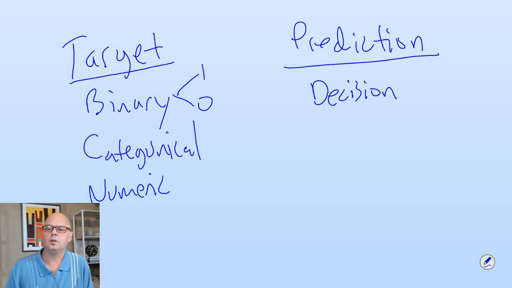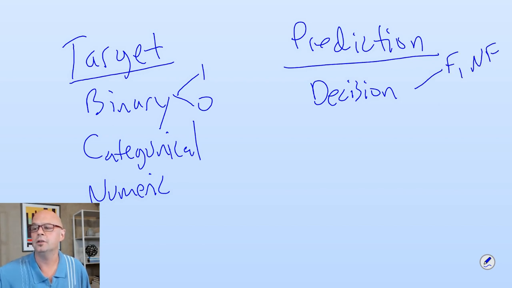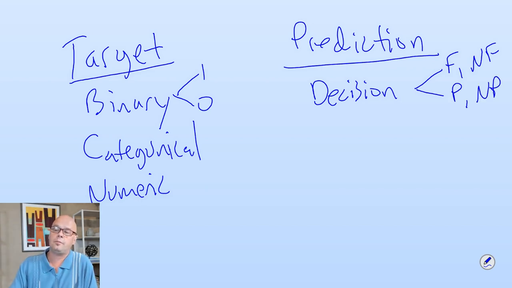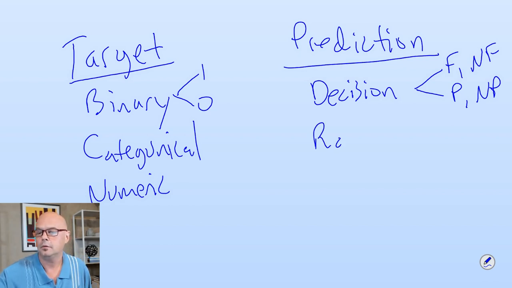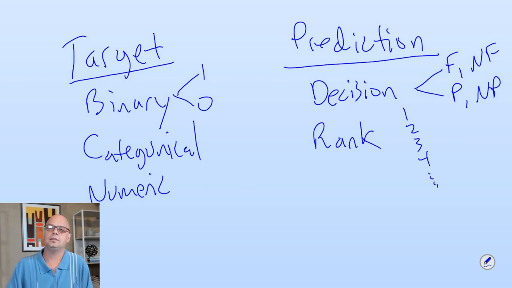And what I'm going to do is focus this conversation on binary targets because that's the type of target that many, maybe even most business problems deal with, a binary target. So if we've got a binary target and we're making decision predictions, maybe we're trying to predict fraud or not fraud. So with the decision, we're classifying each case into some outcome. Maybe a different type of prediction for a different business problem might be purchase or not purchase. Another type of prediction is a ranking, where basically we're just looking for a sorted ordering of the cases, kind of like a list of customers from most important down to least important.